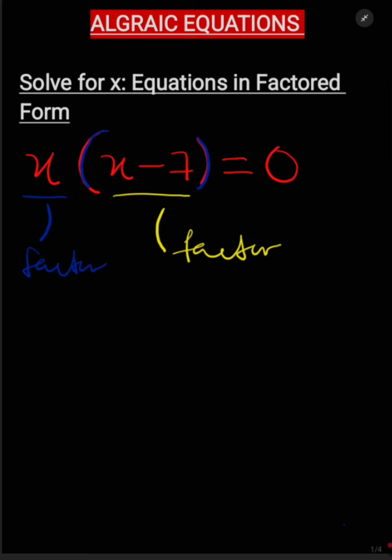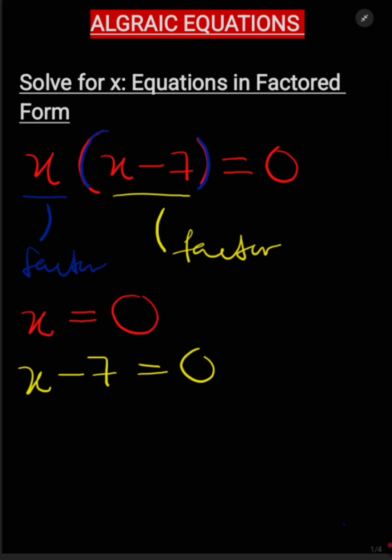We apply the zero product property to solve this equation, which states that if the product of two or more factors is 0, then at least one of the factors must be 0. In short, let's say each factor must equal 0. Simple as that. So x will equal 0, and x minus 7 will equal 0.